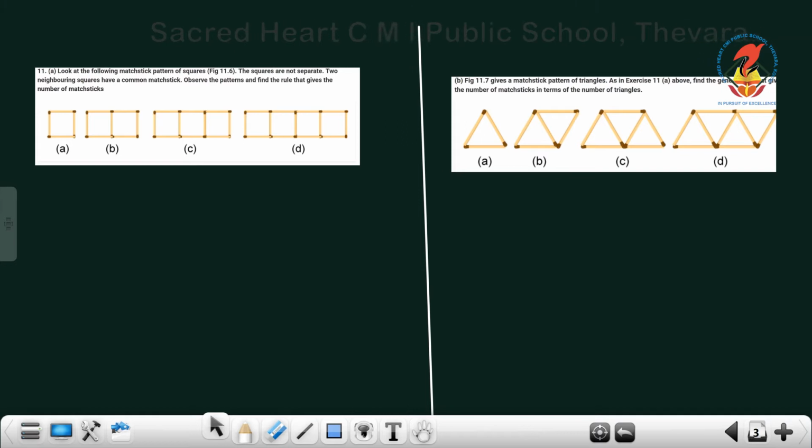Look at the following matchstick patterns of squares. The squares are not separate. The neighboring squares have a common matchstick. Observe the patterns and find the rule that gives the number of matchsticks. So, what is given to us?